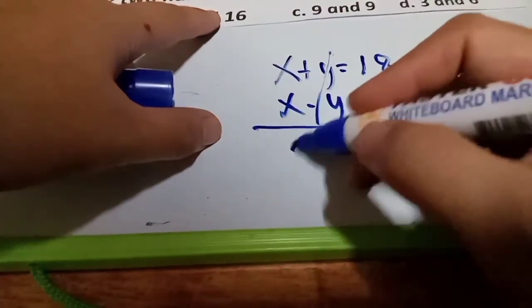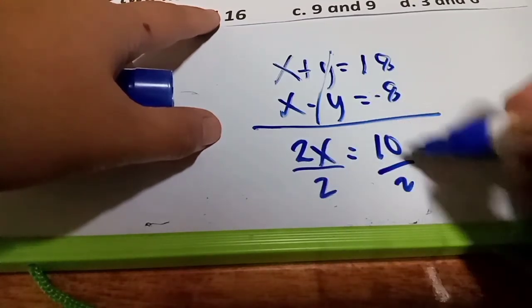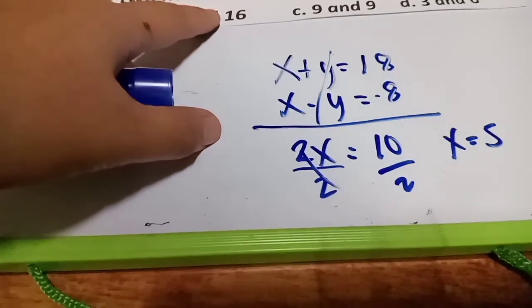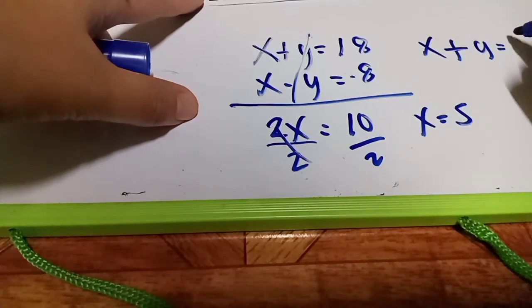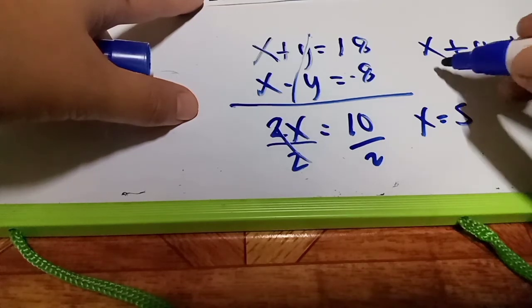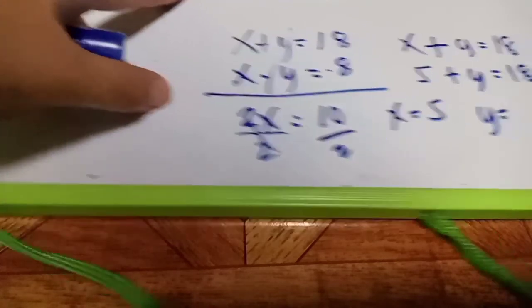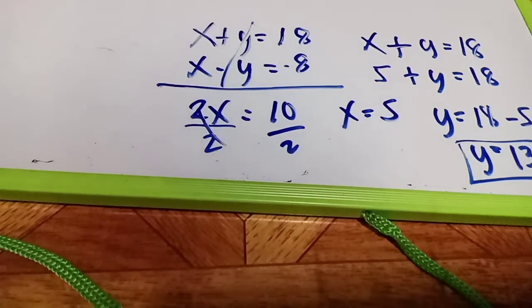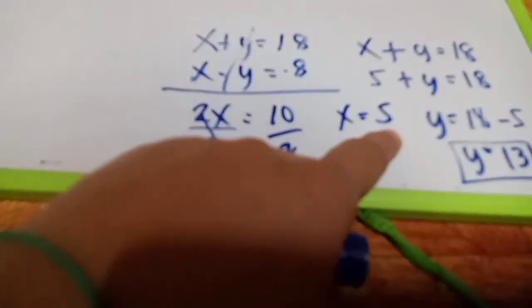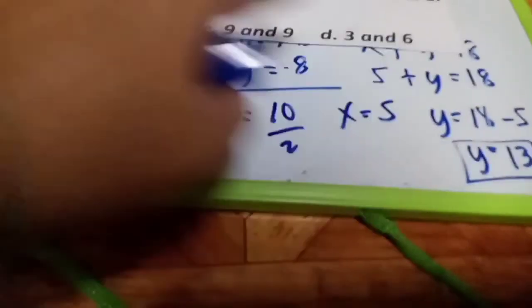So we will cancel this one. This will become 2x. And then after that, this will become 10. So divided by 2, x will become 5. Right? And then we will substitute in x plus y is equal to 18. Any of these. So 5 plus y is equal to 18. So y is 18 minus 5. We have 13. So 13 minus 5 will become 8.